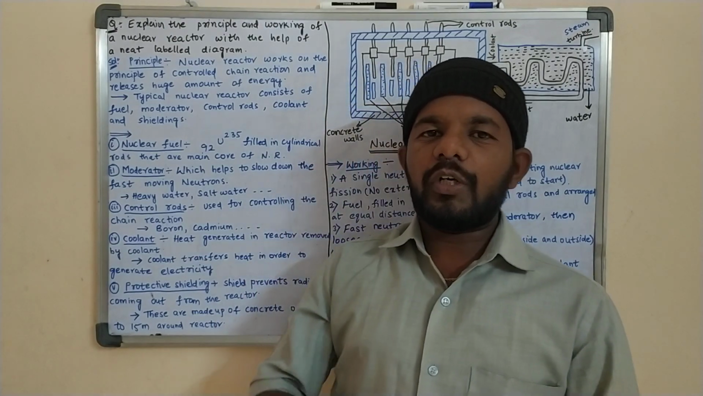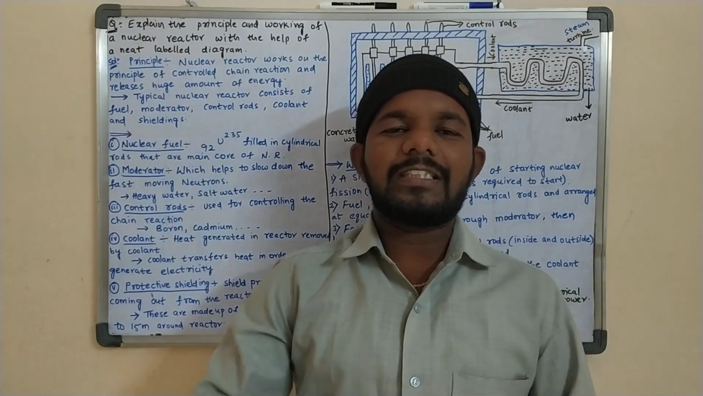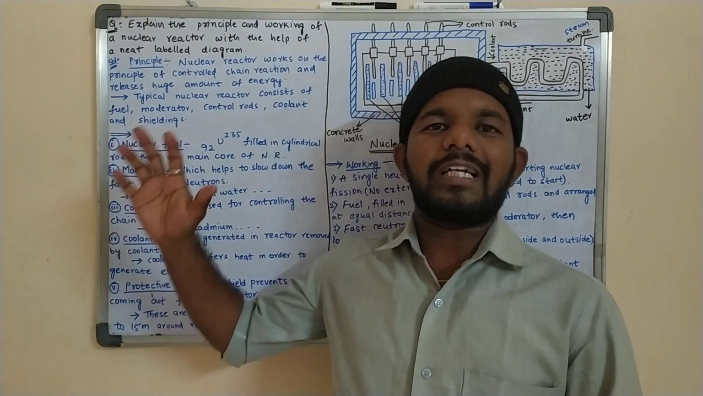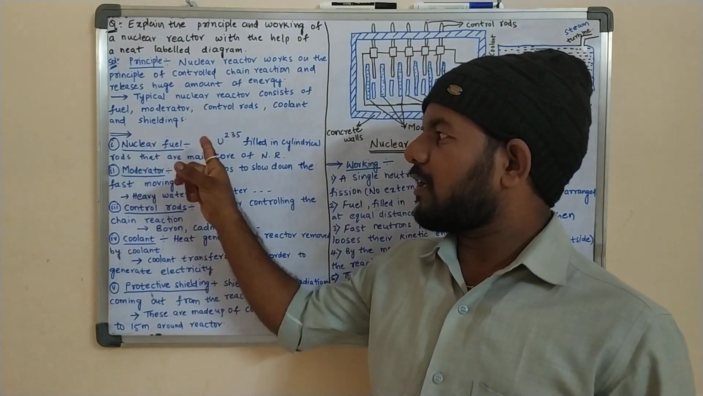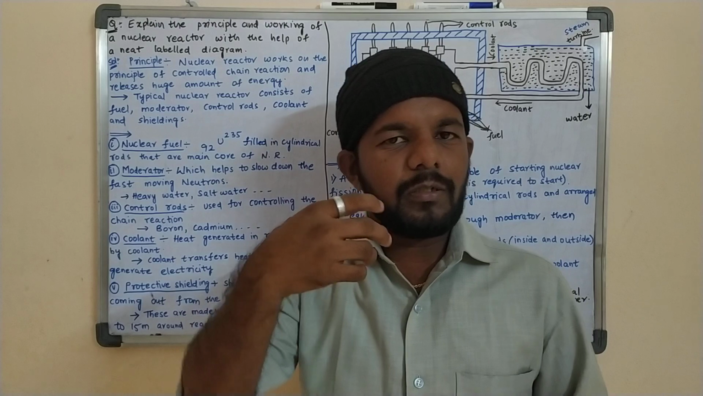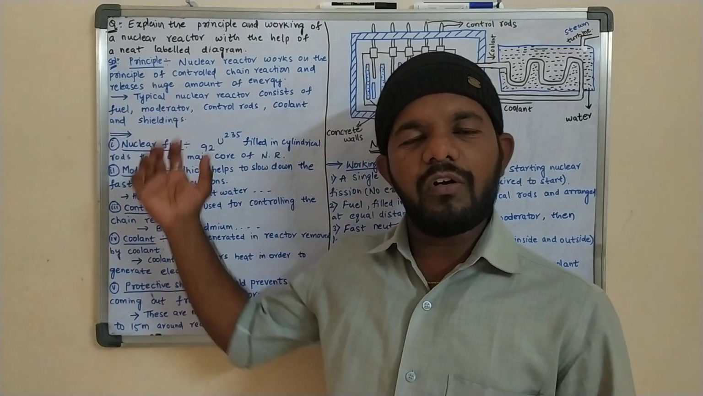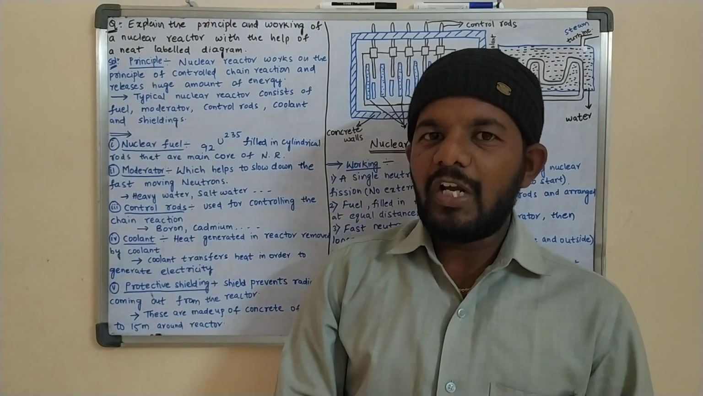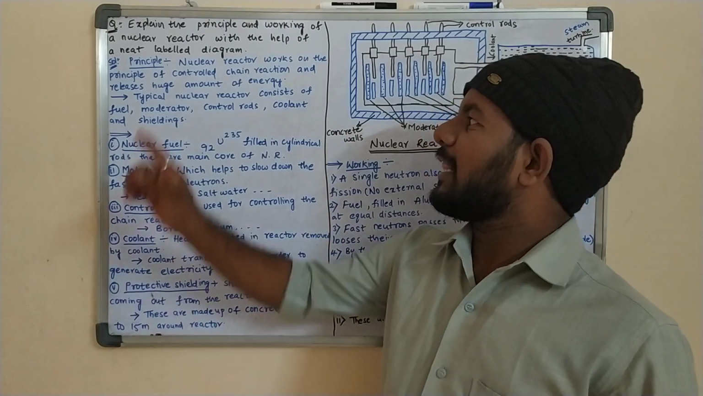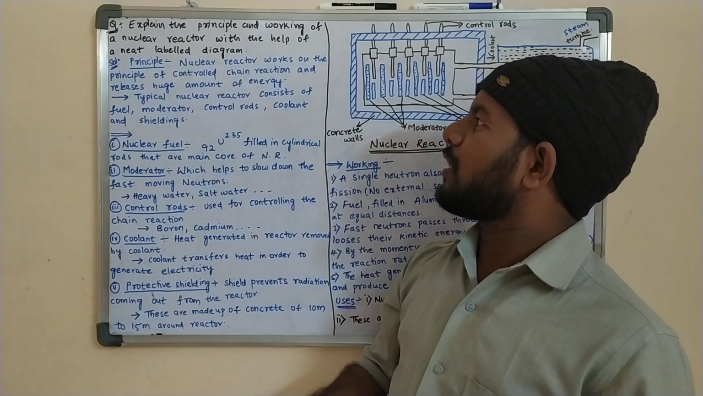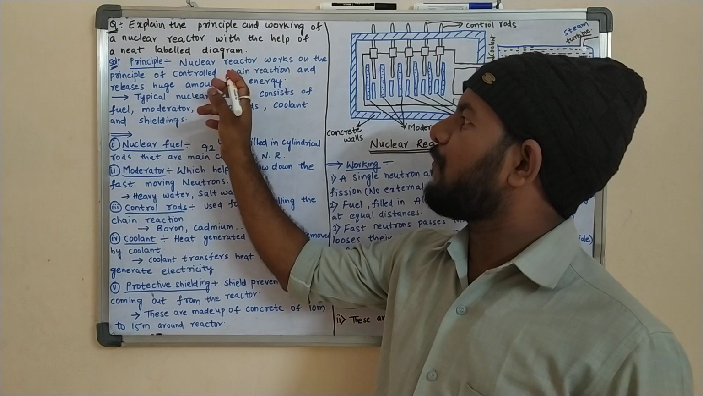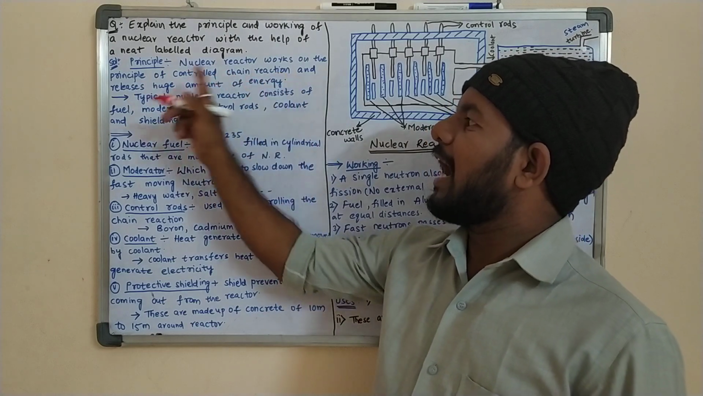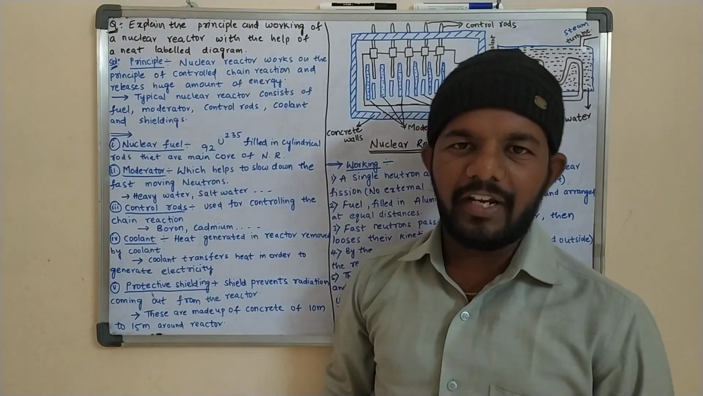Before going to that, write down what is the principle and what are the things: nuclear fuel, and next moderators, control rods. I will discuss all one by one. What is the principle first of all? A nuclear reactor works on the principle of controlled chain reaction and releases a huge amount of energy.